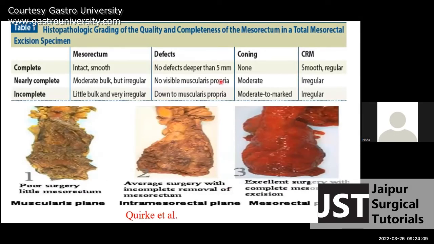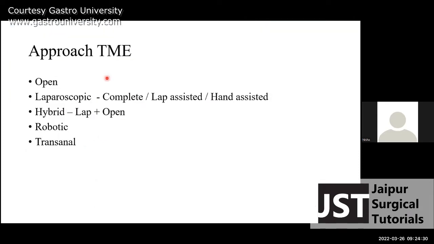Depending upon the quality and completeness of the mesorectum, Quirke et al. divided it into complete TME, nearly complete TME and incomplete TME. In the complete TME, we have an almost cylindrical specimen coming out. We have marginal coning in near complete TME, and in incomplete TME, there is marked coning. This is post-resection. The approach to TME can be open surgery, laparoscopy, which is completely laparoscopic, or lap assisted or hand assisted, or it could even be hybrid, with both lap and open combined, with lap mobilization and open resection.